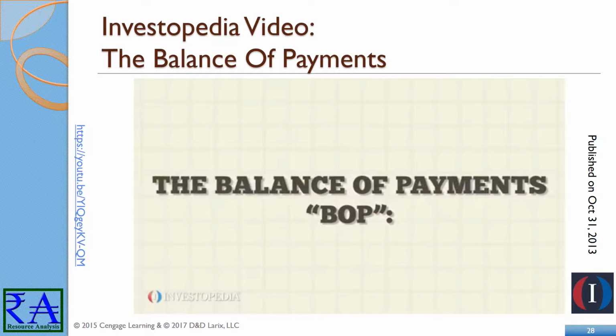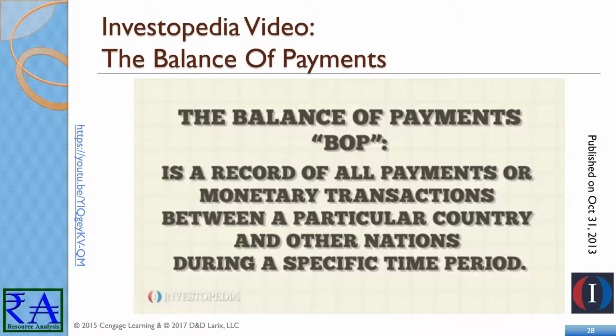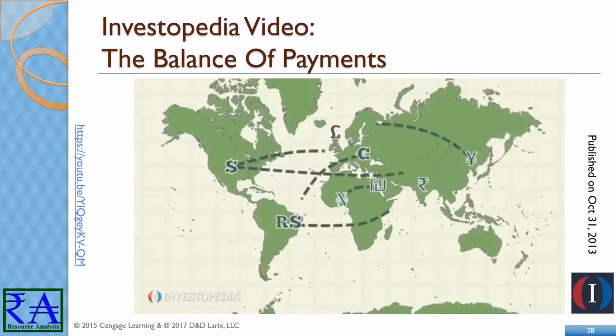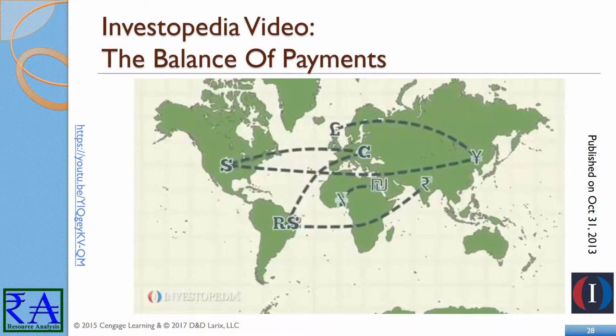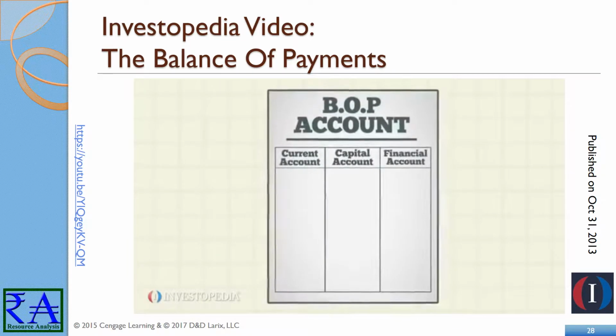The balance of payments, or BOP, is a record of all payments or monetary transactions between a particular country and other nations during a specific time period. It provides a useful glimpse into the economic relationships between different countries around the world. The BOP account is broken down into 3 separate categories.